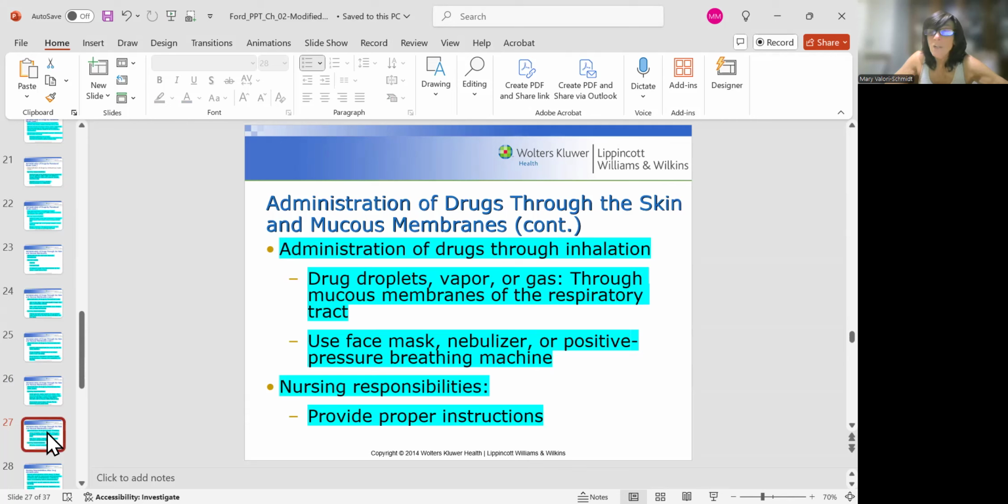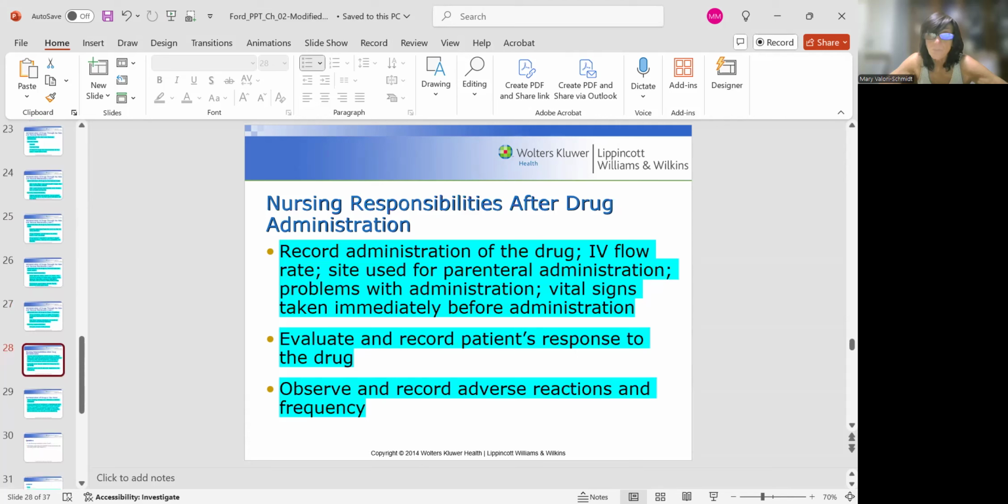Mucous membranes, inhalation. Think about a nebulizer or a metered dose inhaler, a puffer, right? So it's drug droplets or vapor or gas that gets absorbed through the mucous membranes of the respiratory tract. You can use a face mask, a nebulizer, positive pressure breathing machine. For the nurse, just make sure that you're following the instructions and instructing the patient properly so they know if they're going to self-administer.